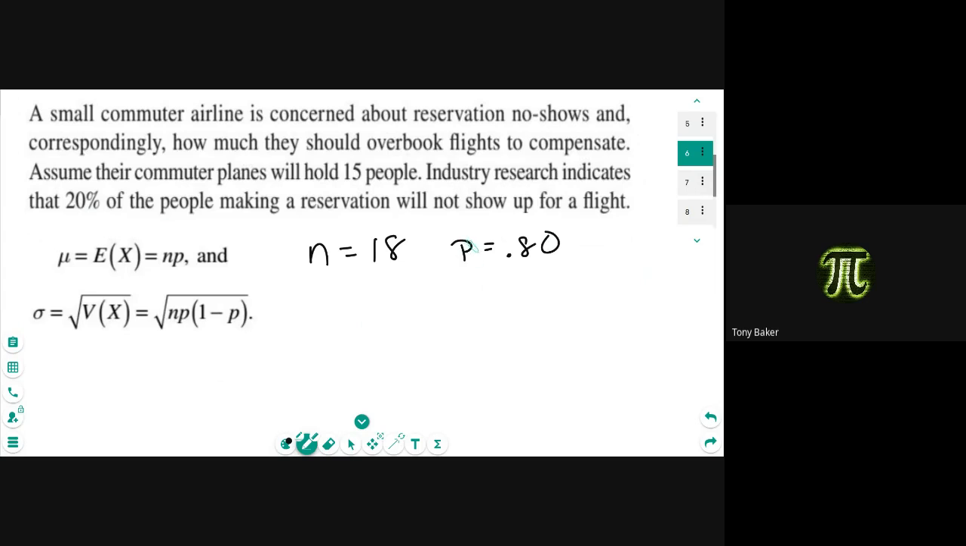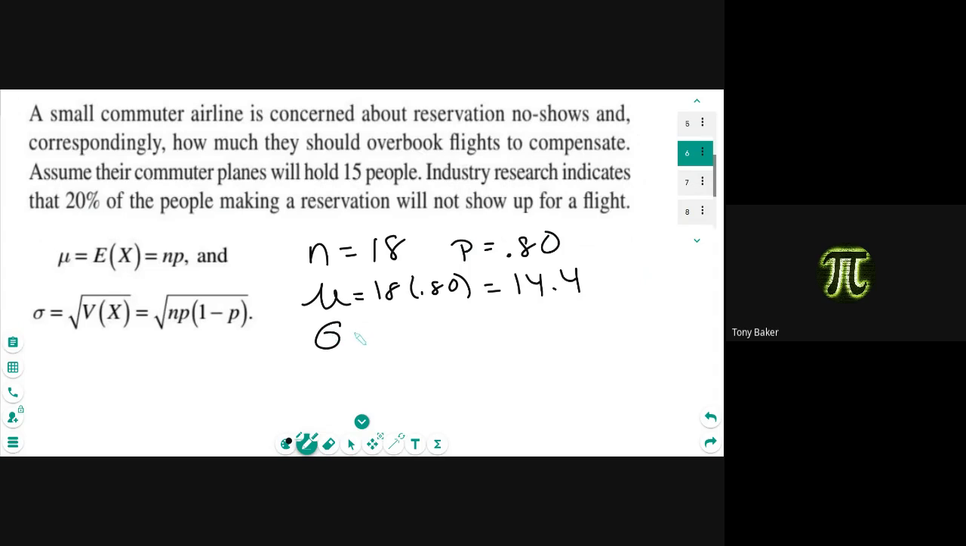So 80% of the people should show up based on the information they gave us. 20% will not show up, which means 80% will show up. So what is the mean? I'm going to do 18 times 0.8, which is 14.4. That's my mean.